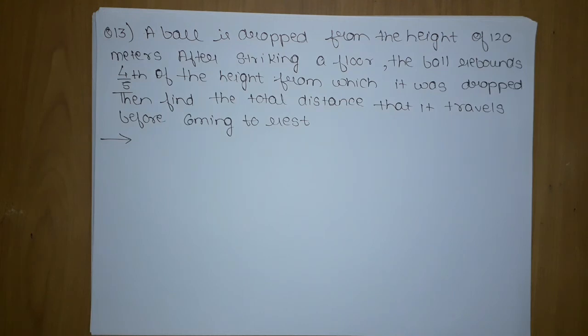Question number 13. A ball is dropped from a height of 120 meters. After striking the floor, the ball rebounds 4 by 5th of the height from which it was dropped.